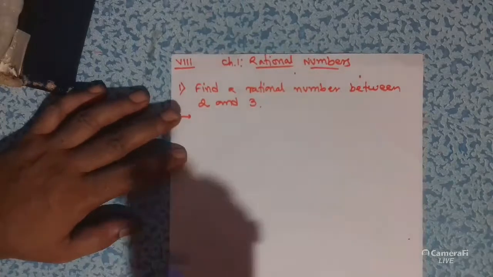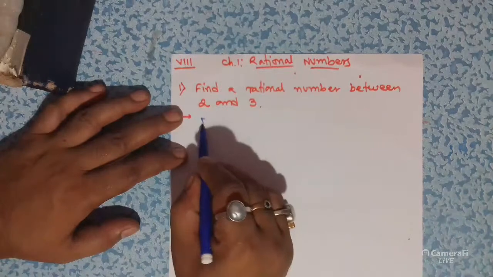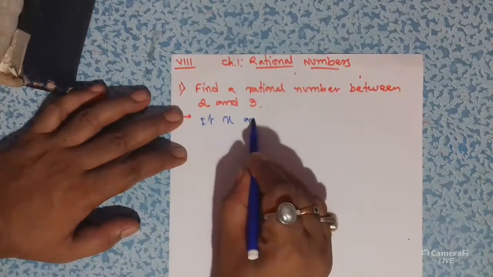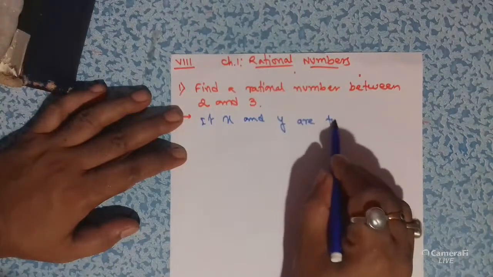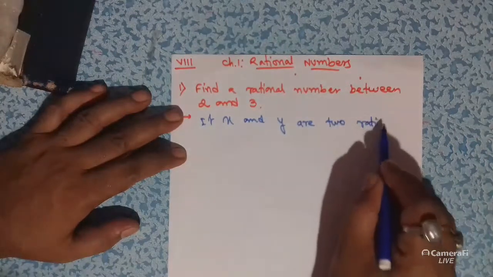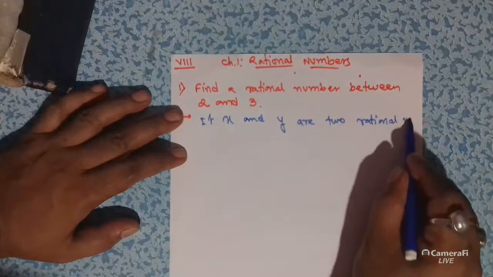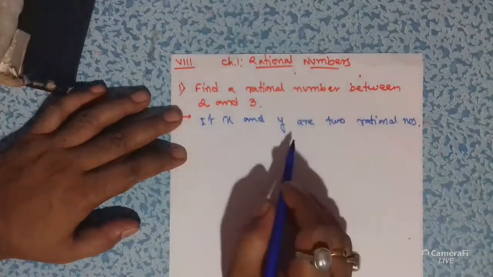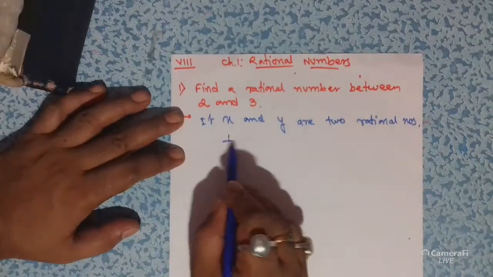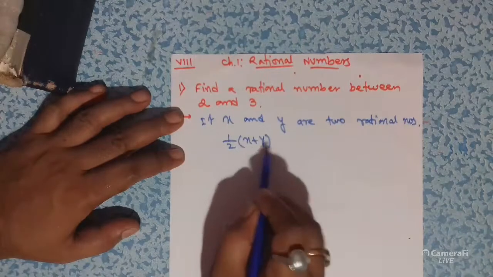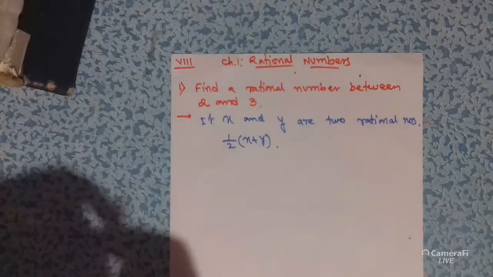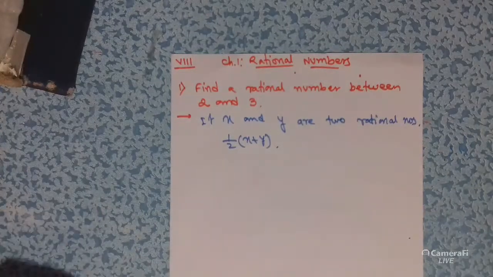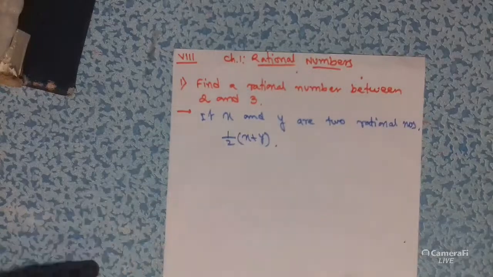So students, I will show the formula. If x and y are two rational numbers, then a rational number between x and y is half of x plus y. So this is the formula to find a rational number between two given rational numbers. So using this formula, find the answer.